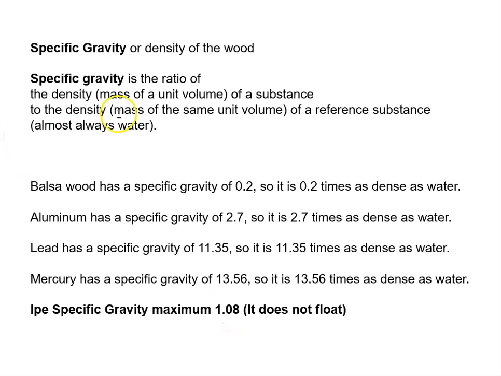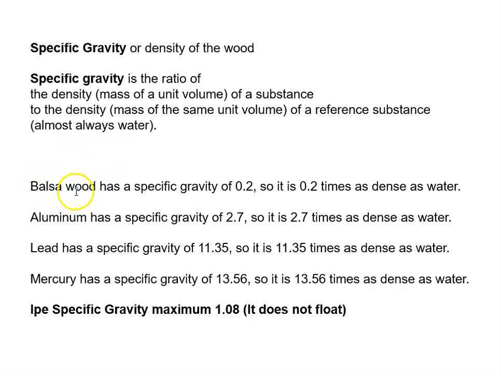So specific gravity or density, very, very important quality. So specific gravity is the ratio of the density, so mass of the volume of a substance, to the density, mass of a same unit volume, for a reference substance. So it's basically comparing two different things. Typically specific gravity is a measure relative to water. So how dense is the mass of a certain material relative to water's? So water, we say, has a specific gravity of 1, and then we compare things to it.